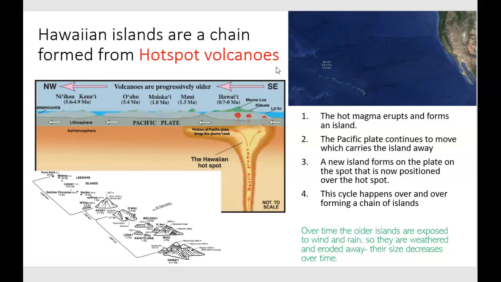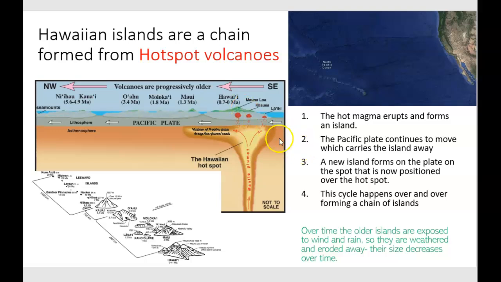So hotspot volcanoes can result in the formation of an island chain, and we see that here. Hawaii is a wonderful example of an island chain. The first thing that happens is the hot magma erupts to form an island. So here is the mantle, that's the layer of the earth which is under the crust, and that mantle is very hot and it's moving, and as it heats up it can rise up and break through the crust, and so that mantle erupts, it cools down when it hits the ocean water and hits the air, and it forms an island if enough of it erupts to reach out of the water.